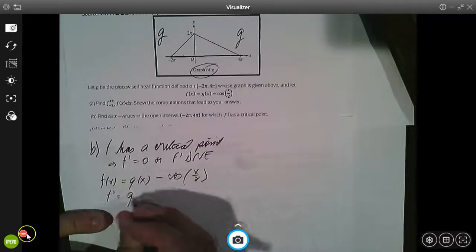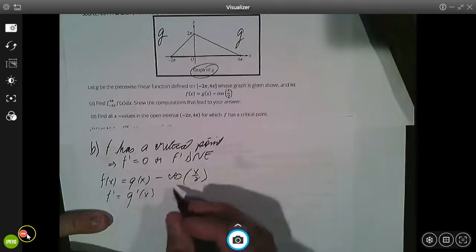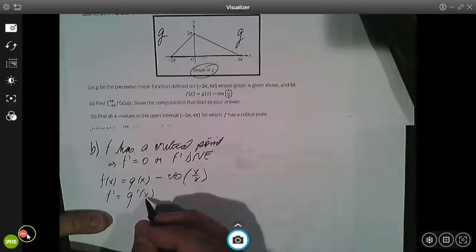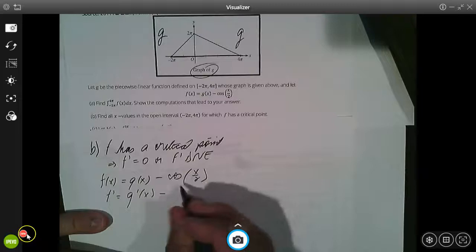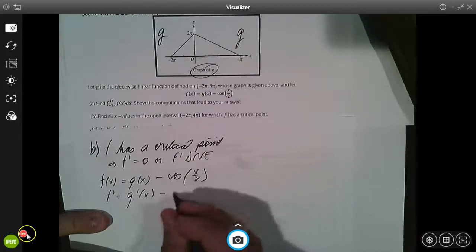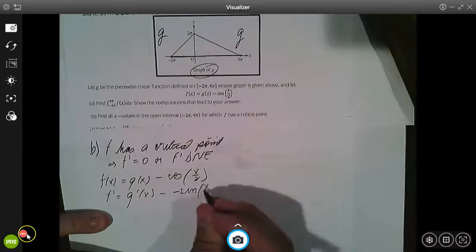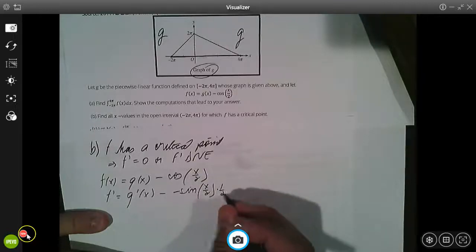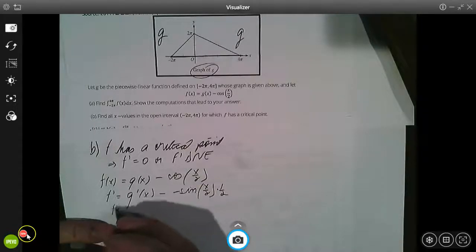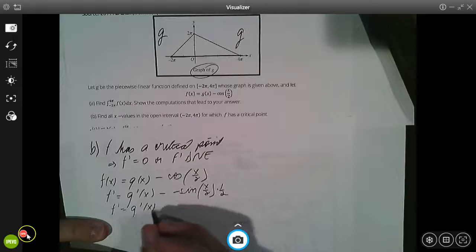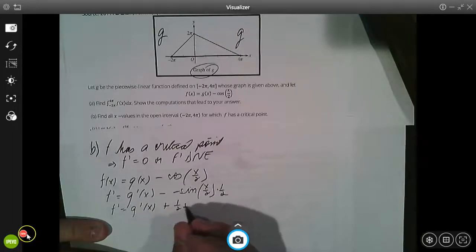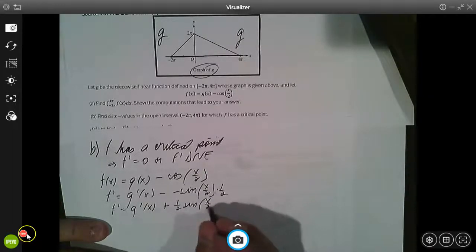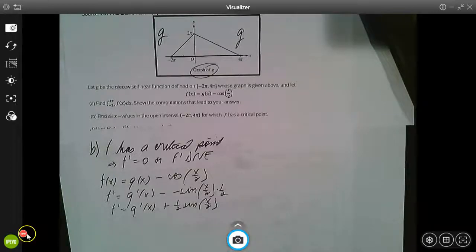So if you want to talk about f prime, you have to take the derivative. Derivative of g is g prime. Minus the derivative of cosine x over 2, well, that's negative sine of x over 2 times 1/2. Or you could say g prime of x plus 1/2 sine of x over 2. Okay.